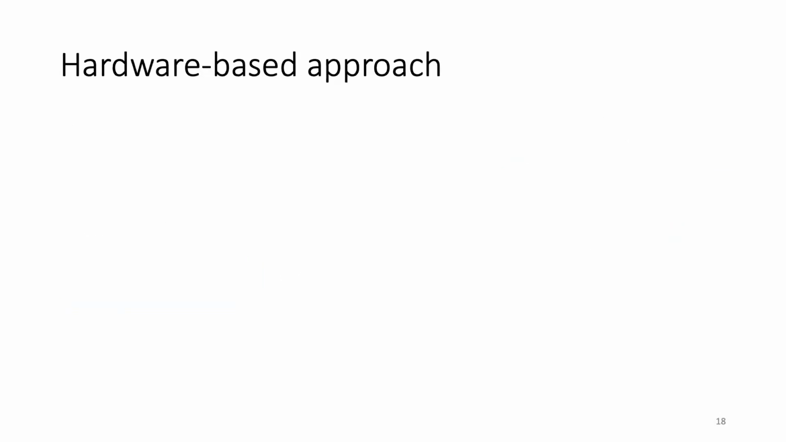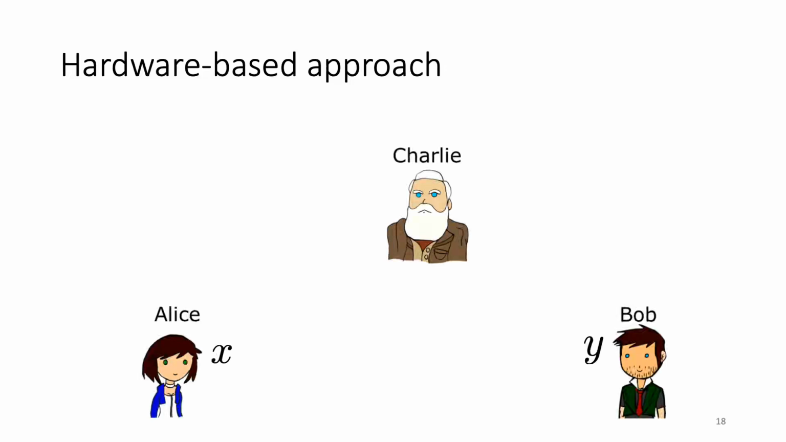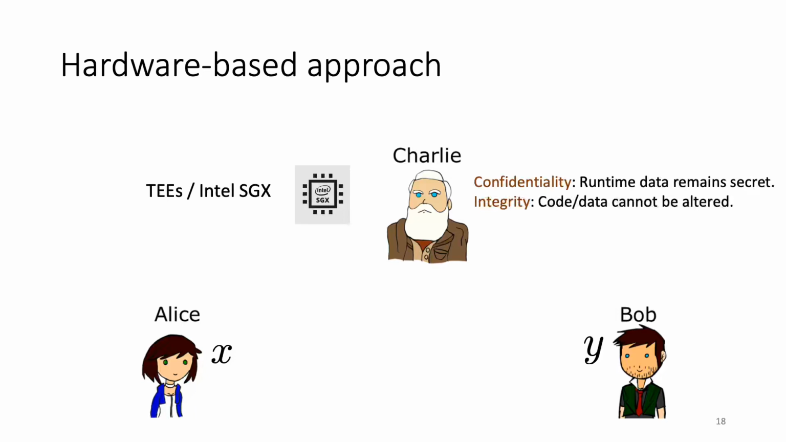In the hardware-based approach, consider two users, Alice and Bob, with inputs x and y, who are interested in computing the function f of x, y. Consider another user named Charlie who has support for secure hardware like Intel SGX. The secure hardware provides two guarantees, a confidentiality guarantee and an integrity guarantee. The confidentiality guarantee makes sure that the runtime data remains secret, and the integrity guarantee makes sure that the code or data cannot be altered. Alice and Bob can then send their inputs x and y to Charlie, who computes the function f of x, y inside the secure hardware and sends the output back to Alice and Bob.